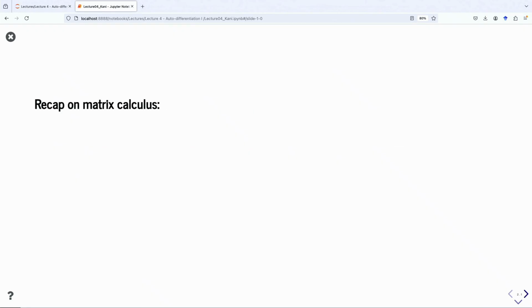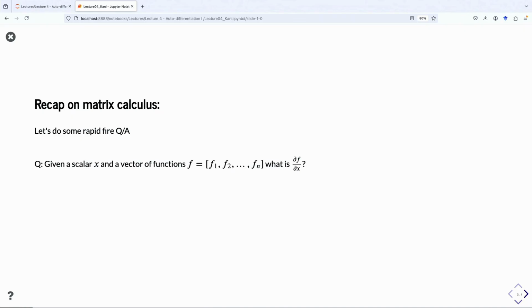Okay. So let's recap matrix calculus, and let's see if you guys learned a lot from last week, or if we need to go over it. So let's say we have a scalar, that's one value, a single variable x, and a vector of functions, f1 through fn. What is df dx? I'm looking for both the shape of df dx and what the values inside df dx are. Yes, please.